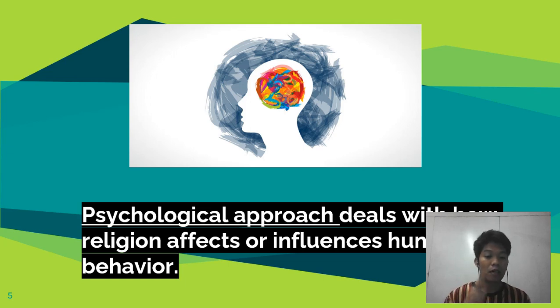So one of these is the psychological approach. It deals with how religion affects or influences human behavior. Psychology is the scientific study of mind and human behavior. In this sense, religion can have an effect on the psychological makeup or mental state and behavior of a person.